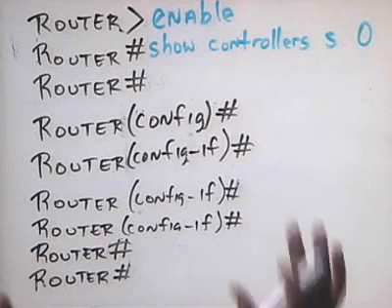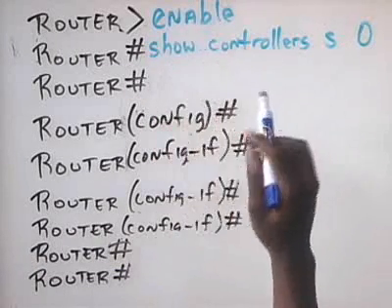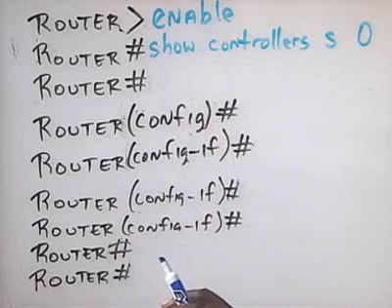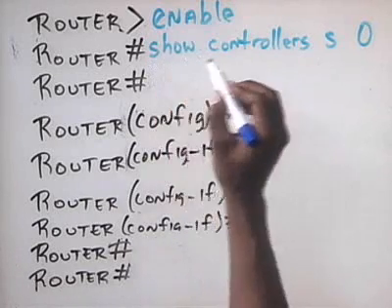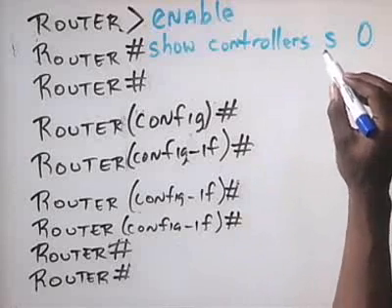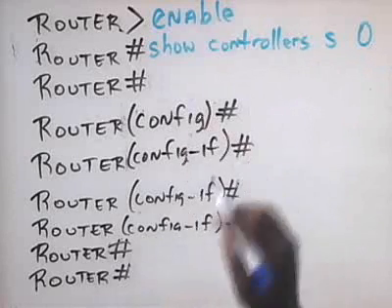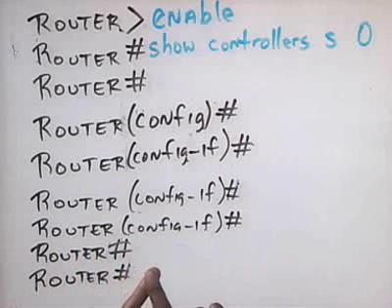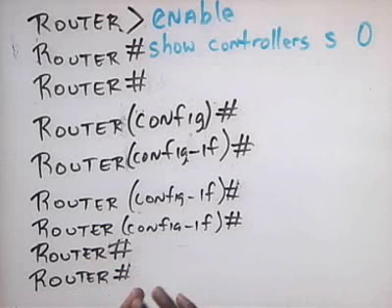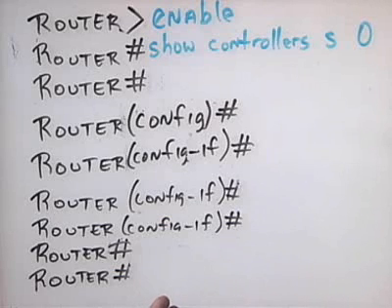So, to verify whether your cable is DCE, data communications equipment, or DTE, data terminal equipment, you issue the command show controllers S0 or serial 0. This is going to show you whether there's a cable attached. It'll show you what type of cable, whether it's V35, etc. It will also show you whether the cable attached to your serial interface is a DCE or DTE end of the cable.